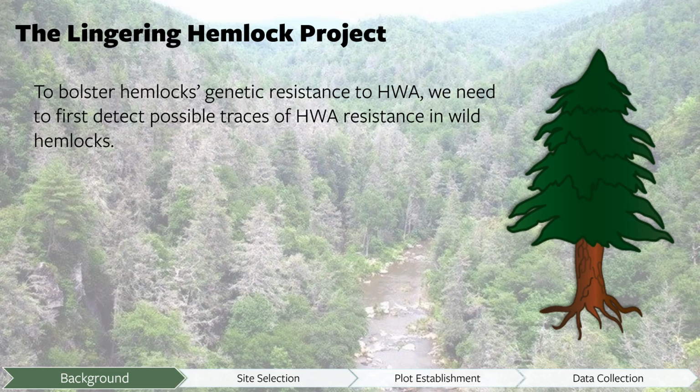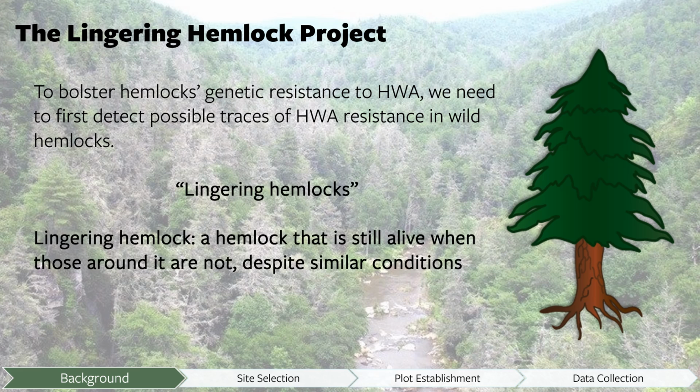The Lingering Hemlock Project ultimately has the goal of bolstering hemlock trees' genetic resistance to HWA through selective breeding. But in order to selectively breed hemlocks exhibiting some signs of genetic resistance, we would have to detect genetic resistance in the wild. So that's really step 1 of what we're looking for. And we call these hemlocks that are in the wild and surviving a little bit longer than their counterparts next to them, we call them lingering hemlocks.